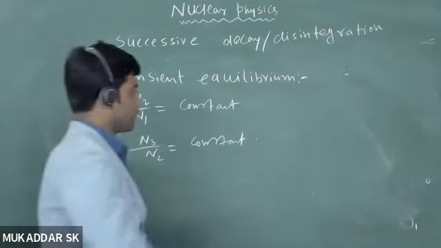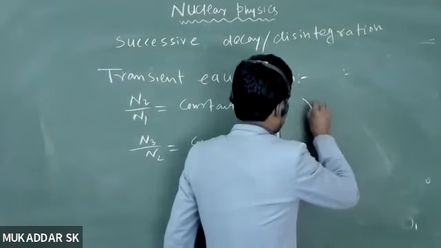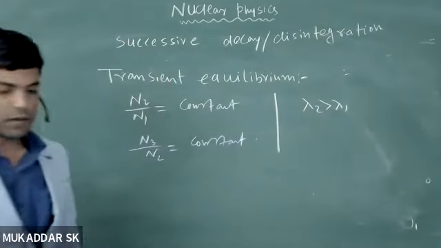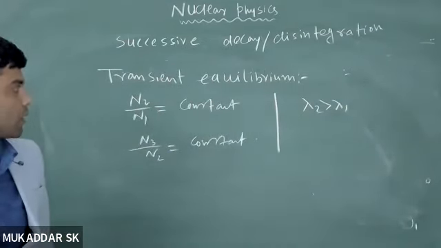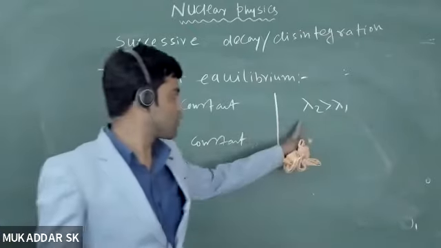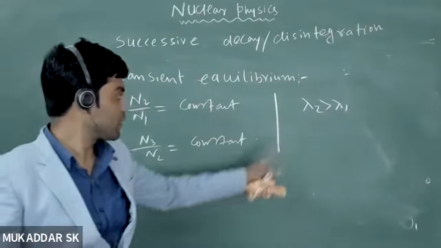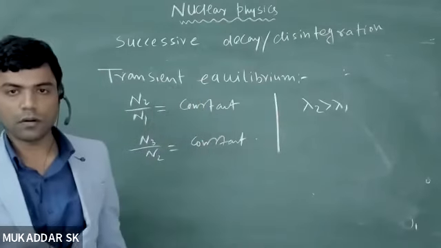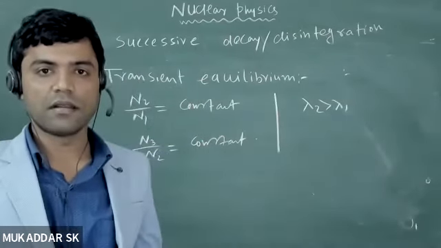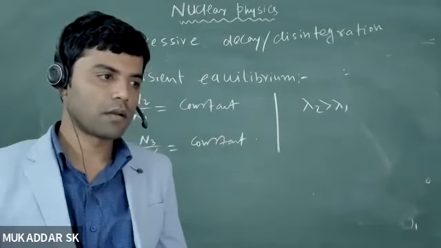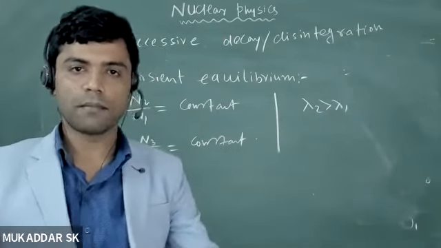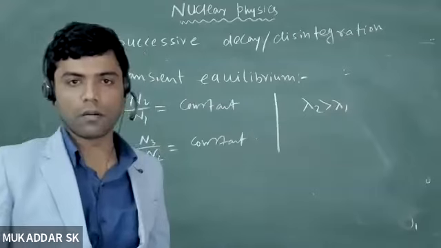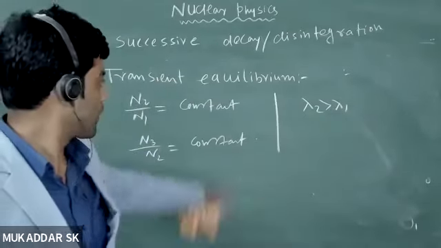And this transient equilibrium will be possible when you have lambda 2 is greater than lambda 1. है ना? So secular equilibrium के लिए condition क्या थे? Lambda 2 was much greater than lambda 1. But transient के लिए lambda 2 is greater than lambda 1, and this equilibrium is not achievable initially. When that process is going on, after long time, this transient equilibrium can be achieved, but at the beginning or at small t, will not get this transient equilibrium.